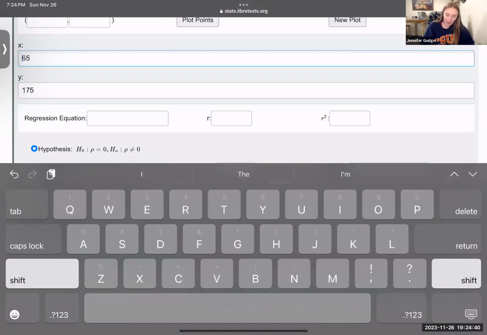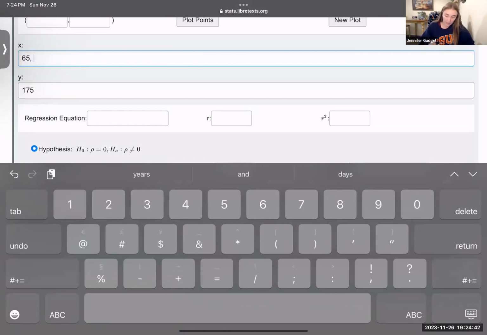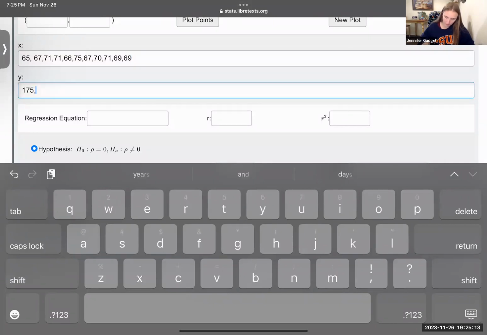So I'm going to put all my X's in, but I'm going to be very careful that I put them in the correct order. So 65, 67, 71. I encourage you to do this along with me, okay? Don't just watch me do it, but practice doing it yourself. 66, 75, 67, 70, 71, 69, and 69. 1, 2, 3, 4, 5, 6, 7, 8, 9, 10, 11. All right, I at least have the 11 pieces.